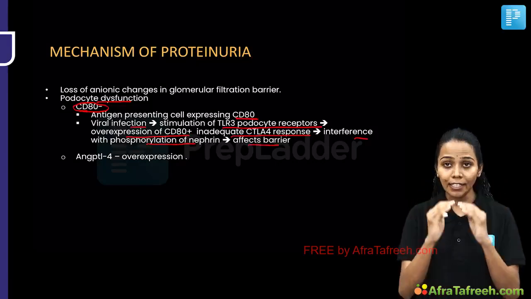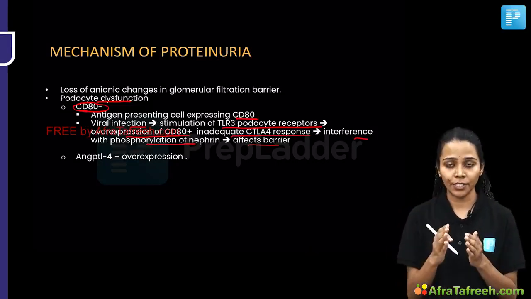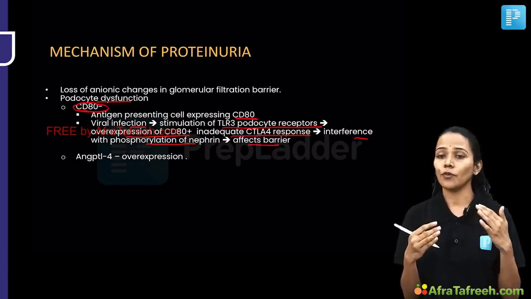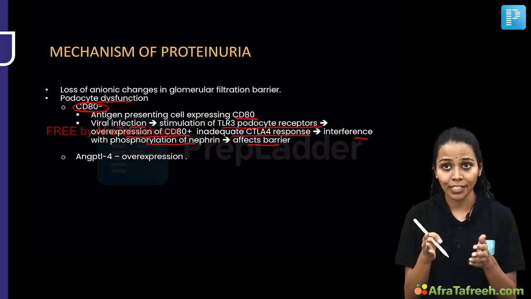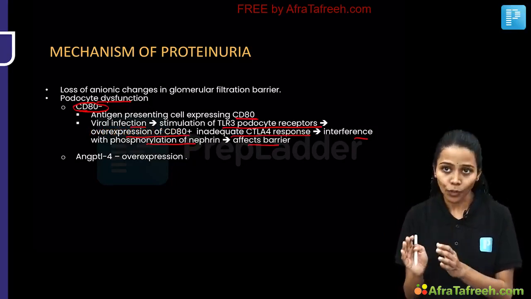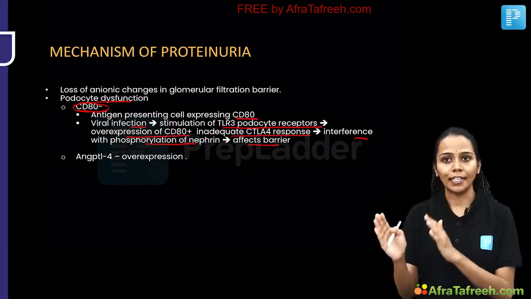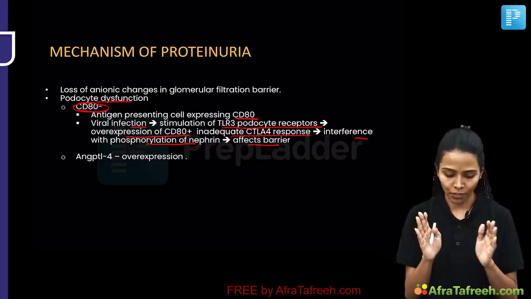CD80 increase in the urine is an important biomarker in minimal change disease. However, though it was found that both in FSGS and in MCD CD80 was increased, the correlation was found to be significant in minimal change disease only. So urinary CD80 is increased in patients with minimal change disease. Okay, this is important for you to remember.